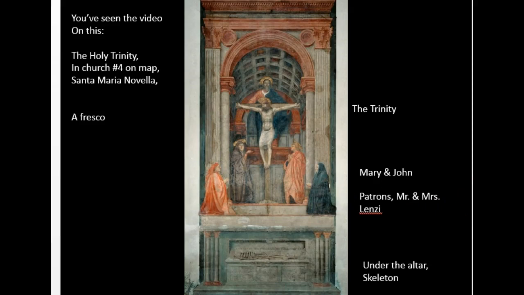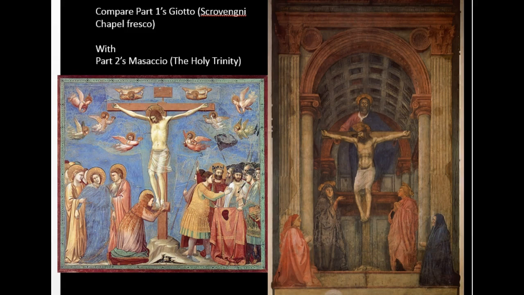These are the patrons. You've seen patrons in paintings before in the Scrovegni Chapel, but here they are Mr. and Mrs. Lenzi. And then this thing, which again, illusionistically, is in the world closest to us, is the altar, the table on which religious ceremonies would happen, and an image of a skeleton laid out on a coffin.